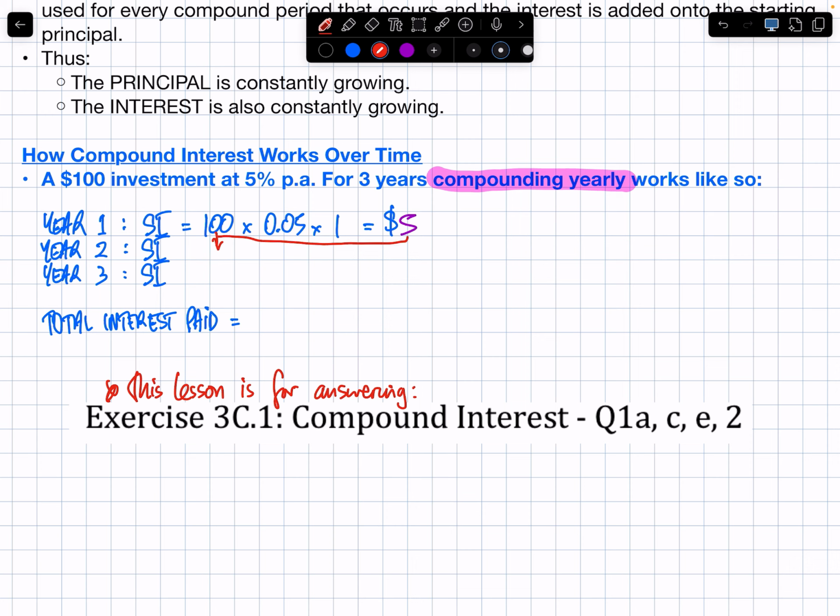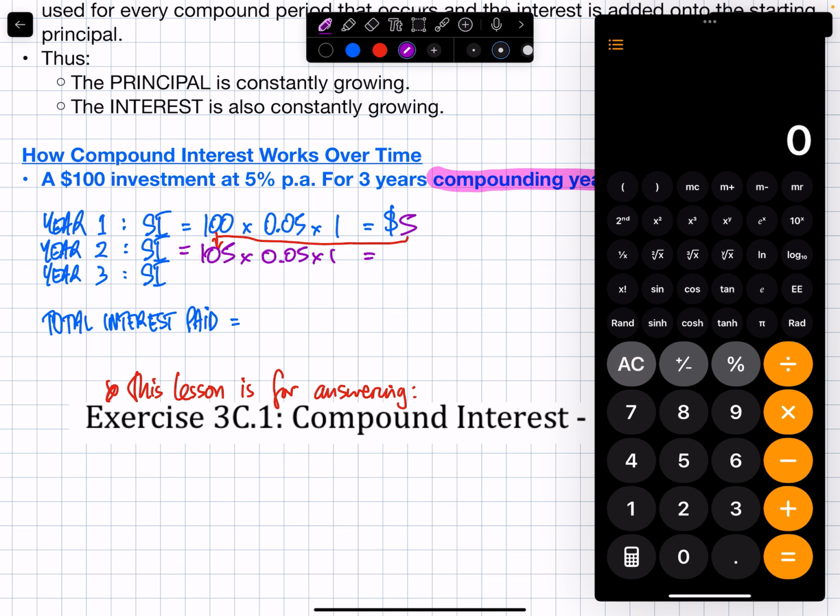But the difference for compounding interest is that 5 adds on to this. If I started with 100 and that $5 interest added on, what do I have at the start of year 2? Is it still $105? So now it's going to be 105 times by 0.05 times by 1. Is 5% of 105 going to be the same as 5% of 100? It's going to be slightly bigger. 105 times by 0.05. Next year, you're going to earn $5.25.